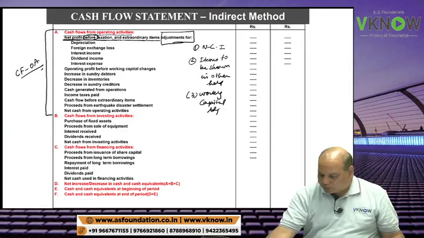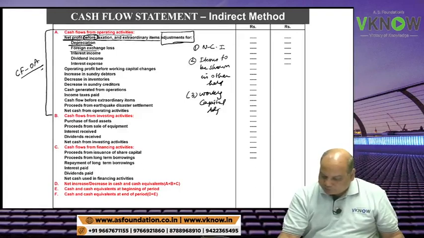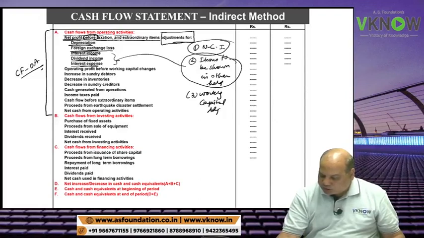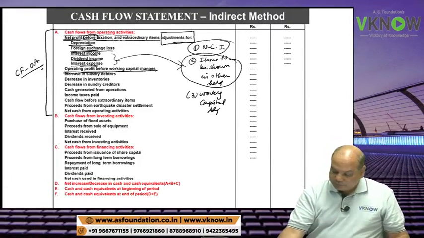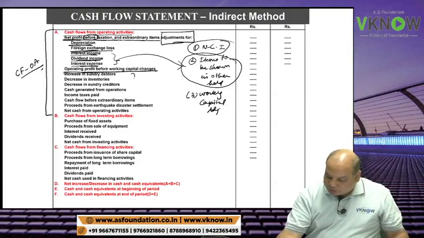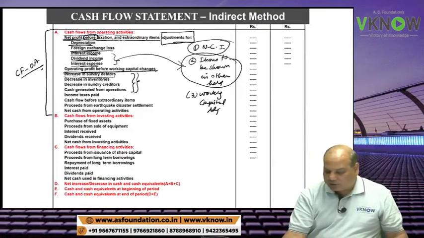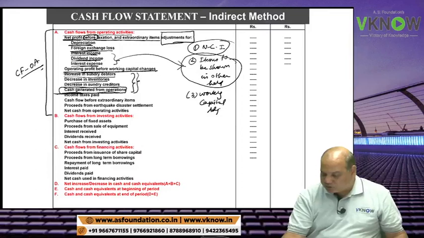This is called working capital adjustment. Depreciation and foreign exchange loss are non-cash items. Interest income, dividend income, and interest expense are required to be shown under other heads. After adjusting these, we get operating profit before working capital changes. Then you write the working capital changes items, for example increase in debtors, decrease in stock, decrease in creditors, and then you get cash generated from operations.